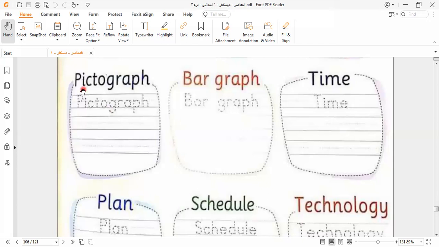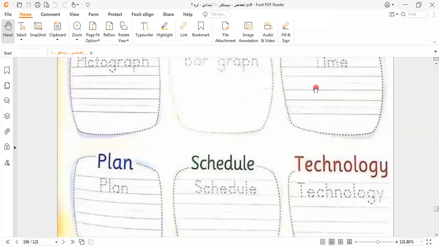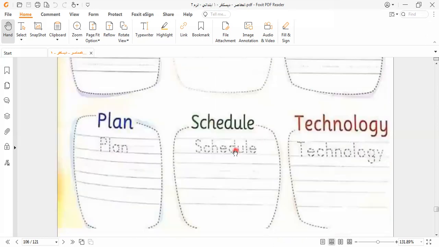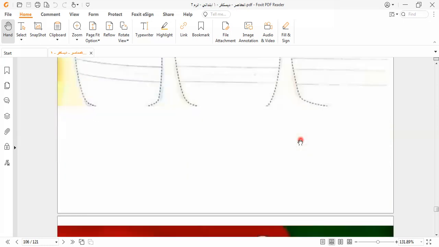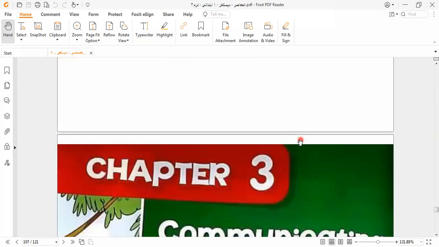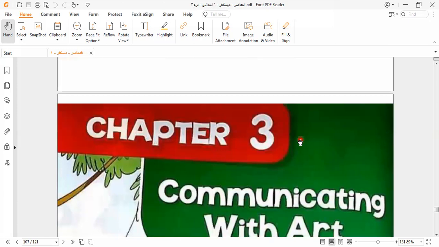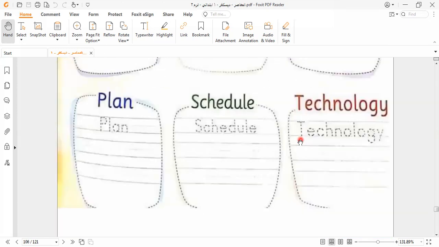We cannot only memorize them, okay? Like we say pictograph, bar graph. We have bar graph as we explained on the previous page, okay? We have pictograph. We have bar graph. We have time. We have plan, schedule, technology. This is the important work that we need.